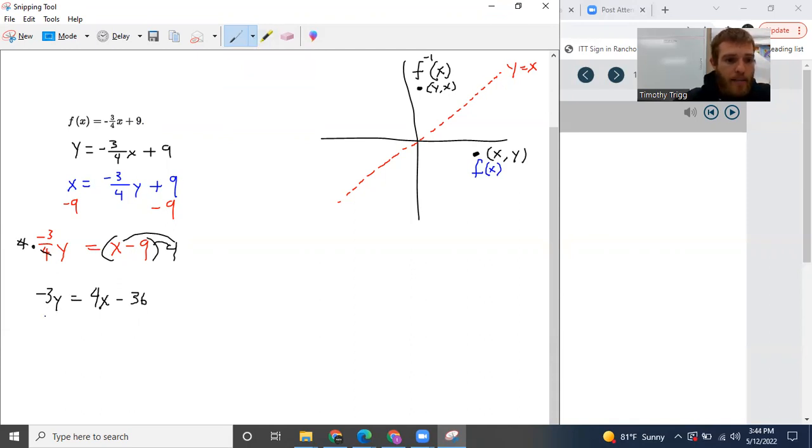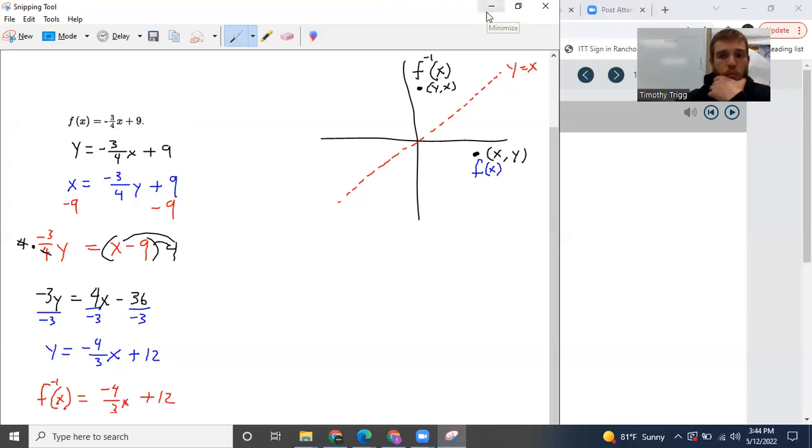Lastly, to get y by itself, we divide by negative 3. And both of these get divided by negative 3 as well, giving us that y equals, we'll call this negative 4/3 x. And then a negative divided by negative, well, that's a positive. So that's going to be plus 12. Now, our very last step is you simply replace y with f of x. Or sorry, since we're finding the inverse, f inverse of x equals negative 4/3 x plus 12.